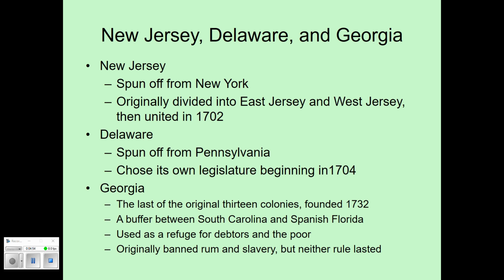Georgia was conceived as a refuge for debtors, a place where prisoners could be sent. And of course, to fail to pay your debts was a crime, and they had things called debtors' prisons in those days. It was also, in general, a place where poor people could come.